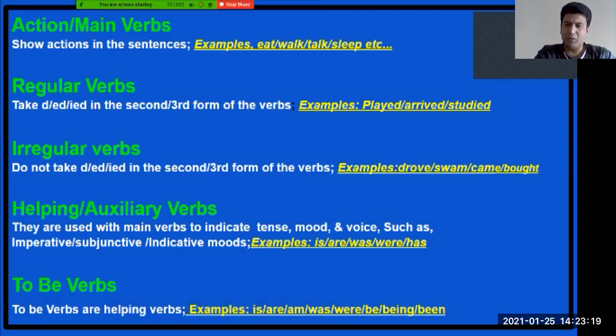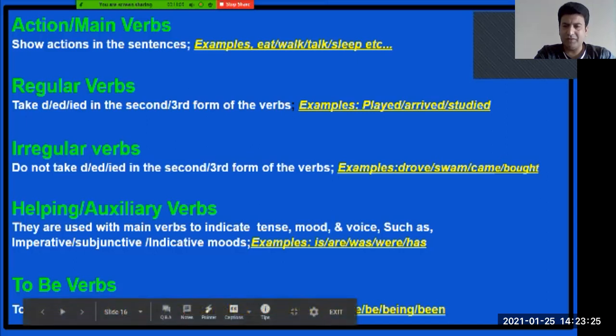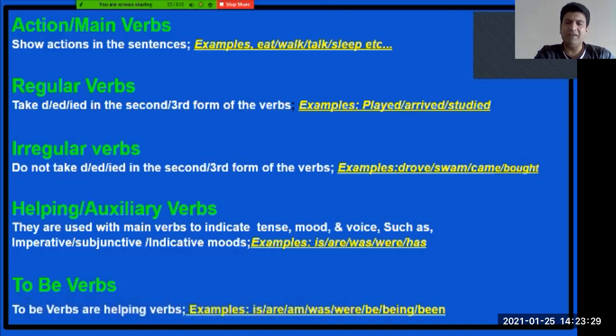And if we talk about the voices, we know that in passive voice, these helping verbs are used. For example, we can say, "It is done by him." So this is used there. And similarly, you can change is into was: "It was done by him." So that's the usage of helping or auxiliary verbs.